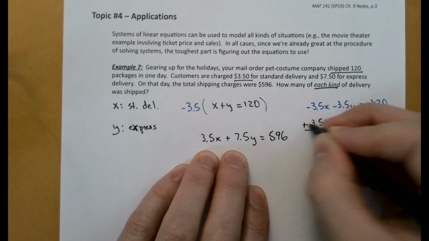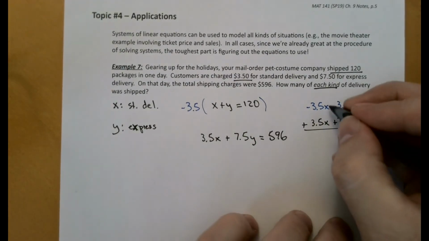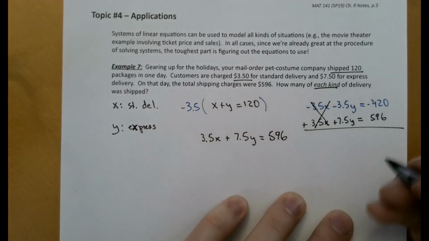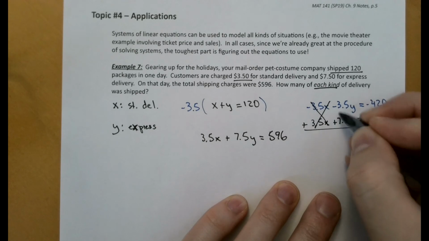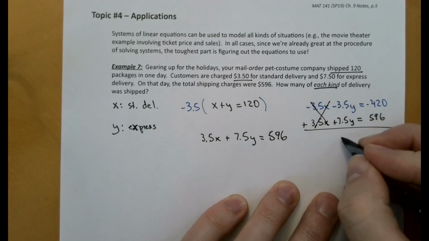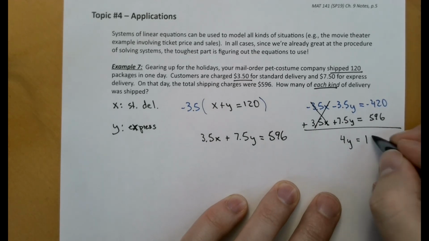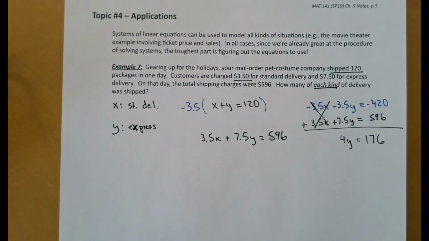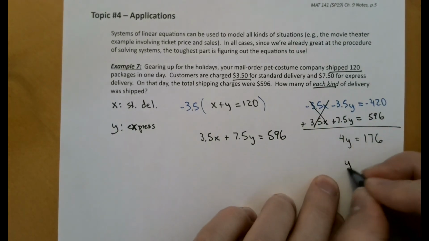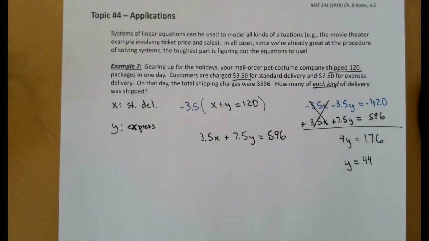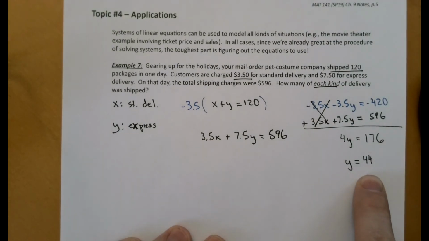All right, all we have to do is add these two equations together, and we will get the number of express deliveries we mailed out this particular day. Notice 3.5 and negative 3.5 cancel, and we're left with 4 for Y, and this looks like 176. Oh, okay. So what's 176 divided by 4? If it's not a whole number, then this was a bum problem, right? Because this is the number of shipments. It's not an amount of money. Well, it looks like we sent out 44 express.